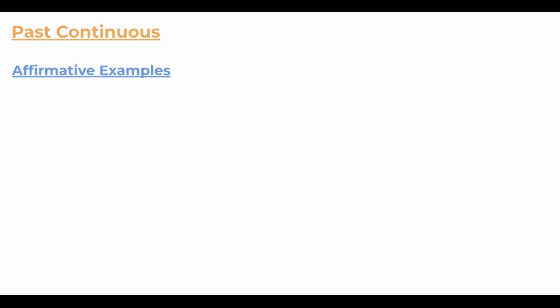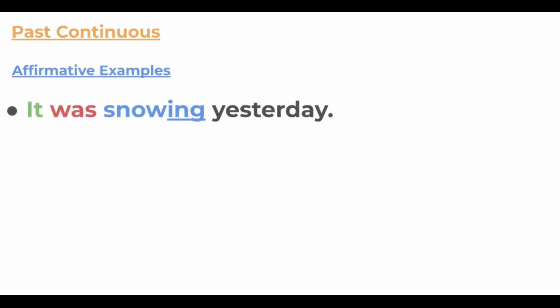Some affirmative examples then. It, subject, was, our verb to be, our auxiliary verb, snowing yesterday. Okay, so what do we gather from this sentence? Well, we gather that it's not snowing anymore. It was an ongoing action that took up some time yesterday. So again, timestamps are really, really useful here to know when this was happening in the past. Not always essential, but very helpful.